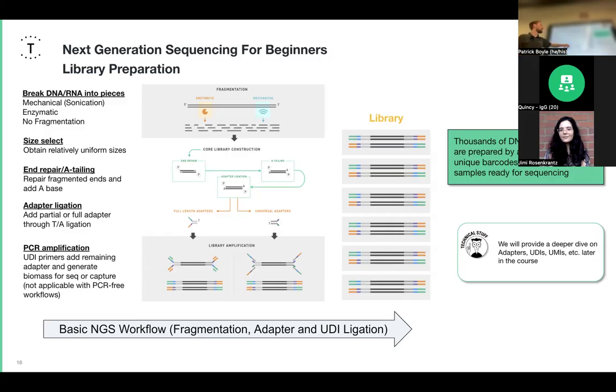We do a TA ligation-based adapter ligation. So the T overlaps with the A, anneals, then you have a partial Illumina primer or library.